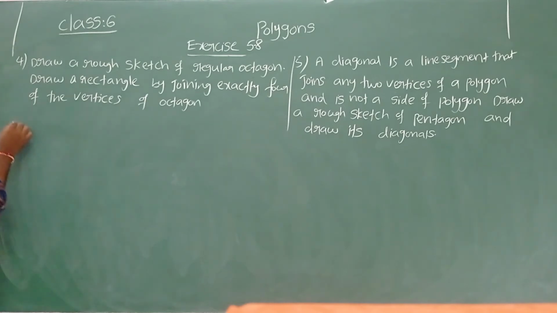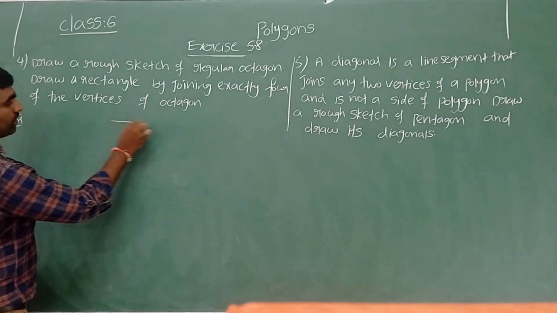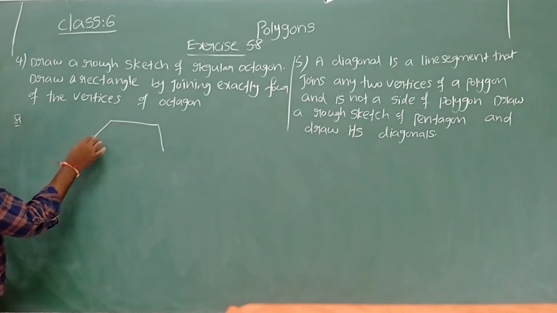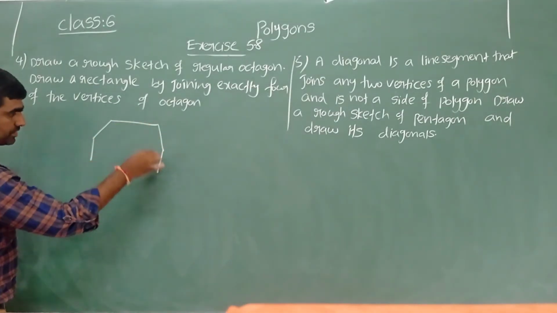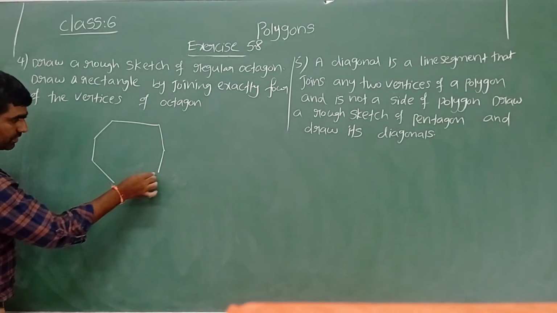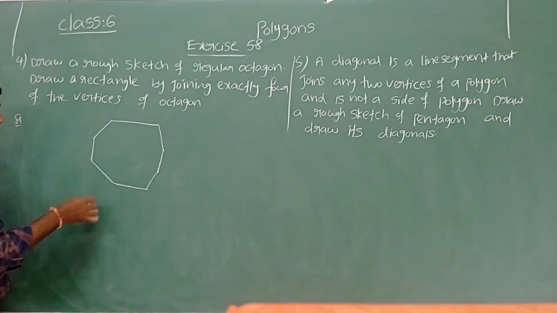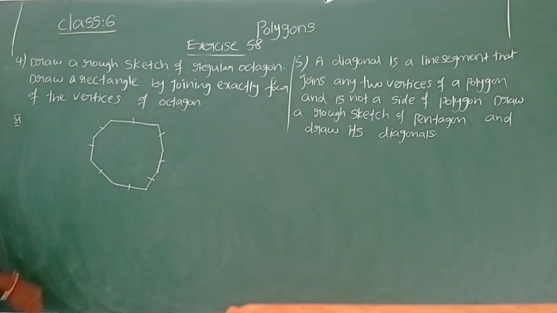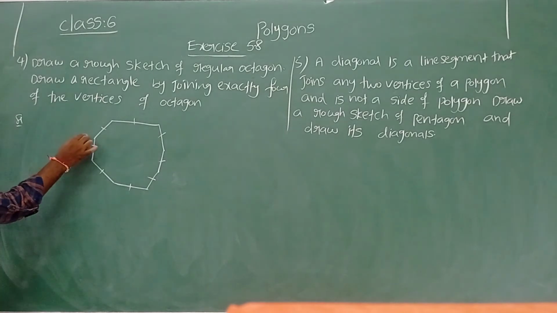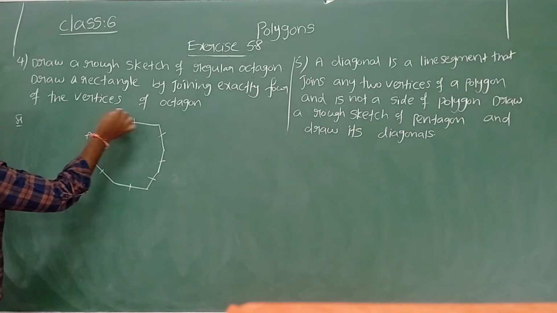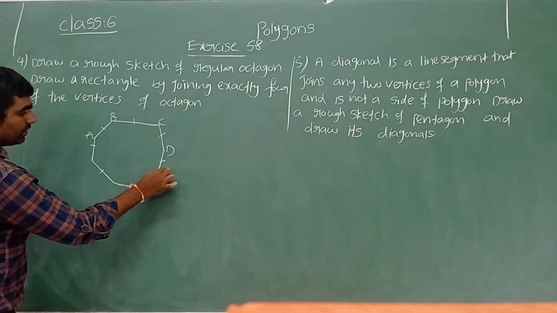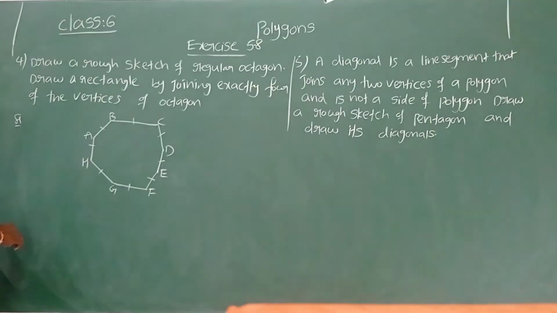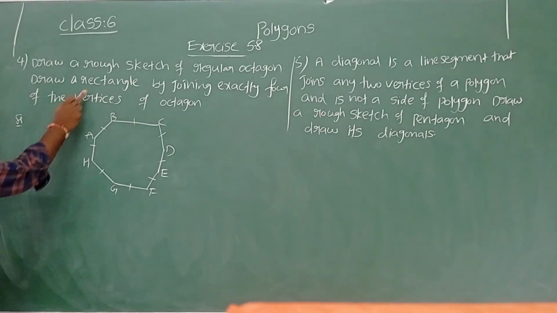So let me take the solution material here. We'll draw an octagon of one side, two sides, three sides, four sides, five sides, six sides, seven sides, eight sides. 1, 2, 3, 4, 5, 6, 7, 8. All the 8 sides are equal. We'll write the names A, B, C, D, E, F, G, H. Now we will join any 4 vertices to get a rectangle.